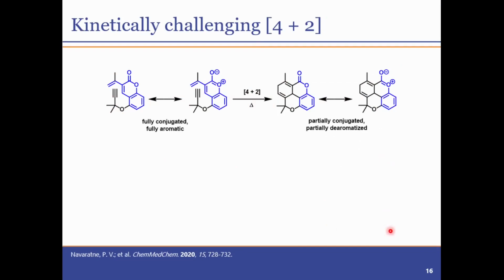The 4+2 cycloaddition that we wanted to observe is fairly kinetically challenging, meaning that it has a high barrier to activation. So all reactions have to pass through some energy barrier in order to achieve the transformation from starting material to product. And depending on how high that barrier is, that sort of determines in part how difficult that transformation is. And so in our case, we're really asking a lot of this molecule.